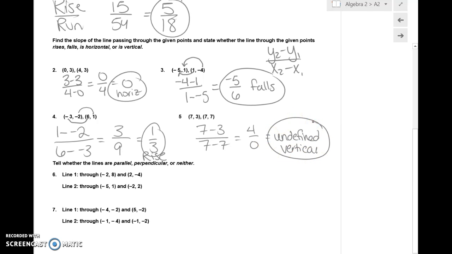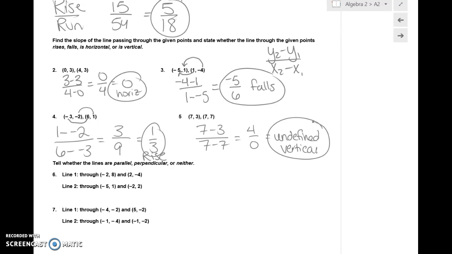Okay, we're going to find a whole bunch more slopes because now we have to find the slope of line 1, slope of line 2, and compare them to decide, are these two lines parallel, perpendicular, or neither? So take a moment and find the slope of line 1, the slope of line 2 for number 6.